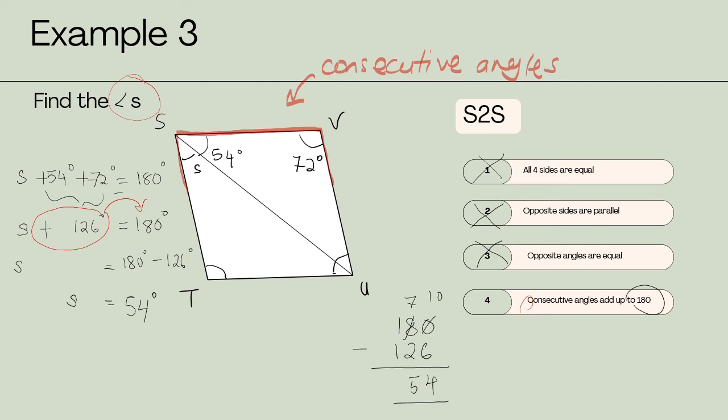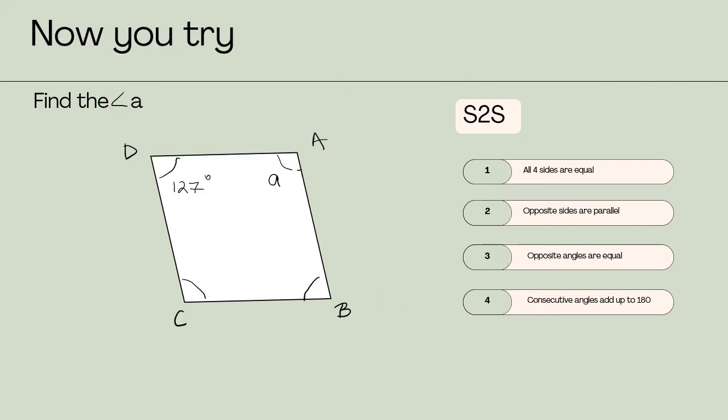If you want to make sure that your answer is correct, what can you do? You can always put back the 54 in S and see if they add up to 180 degrees. So you can add 54 plus 54 plus 72 and see if they add up to 180 degrees. If it doesn't add up to 180 degrees, then you know your answer is wrong. Now it's time for you to try.